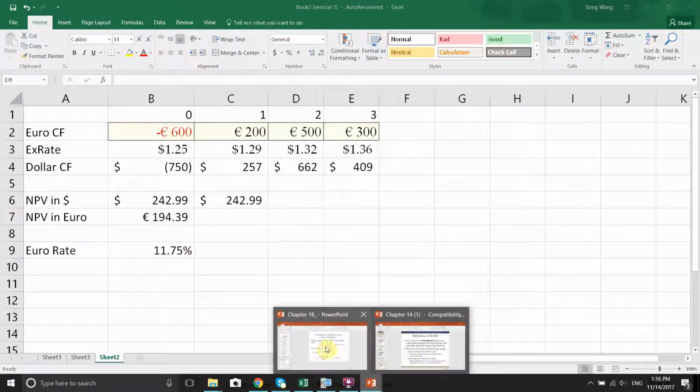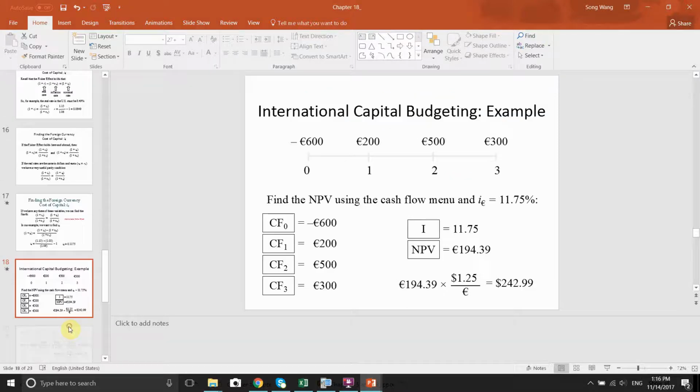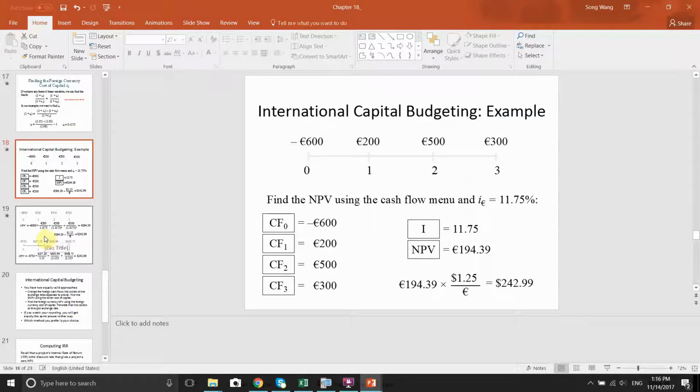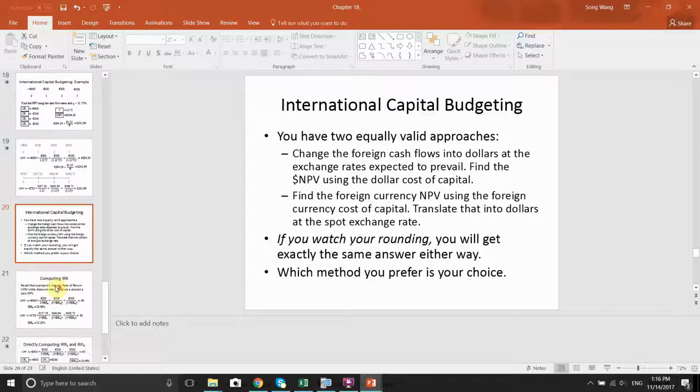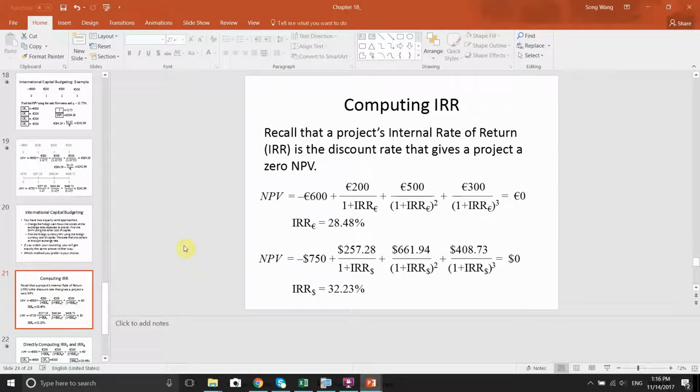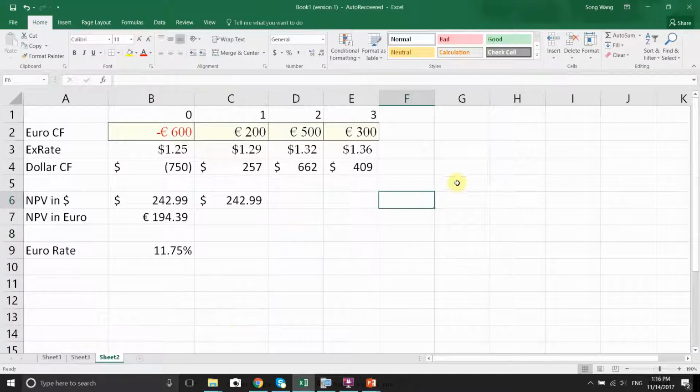All right, and another skill we learned in capital budgeting is IRR. So IRR is internal rate of return. Basically, that is a discount rate that yields zero NPV. So the higher the IRR, the better.